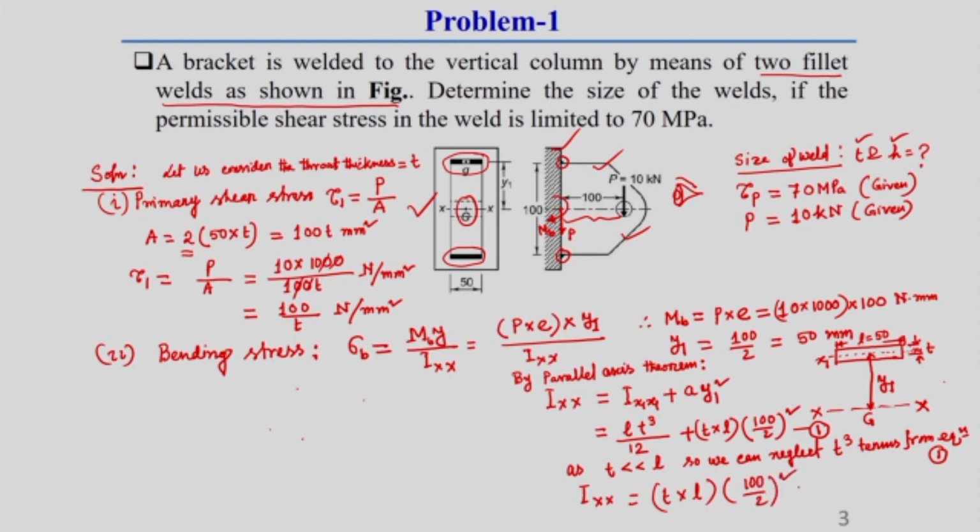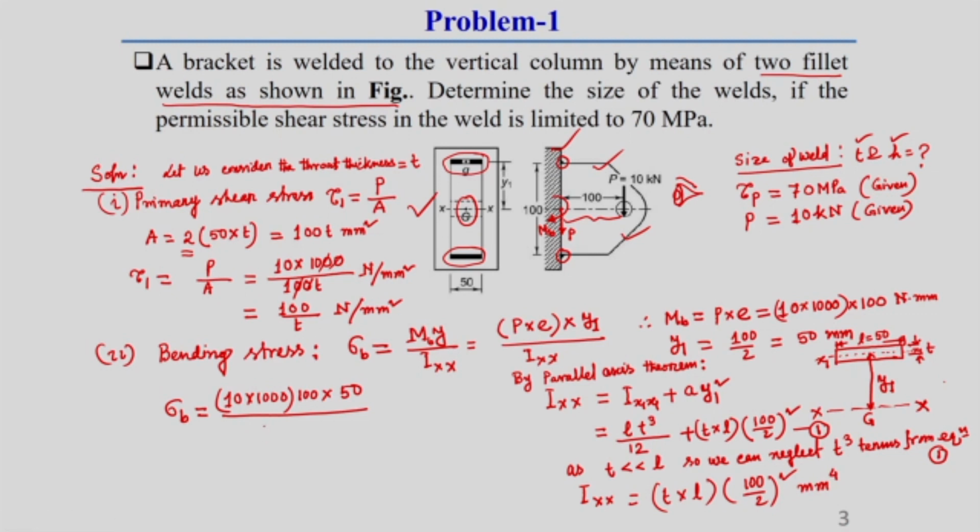So, what should be the unit of this thing? The unit should be length dimension to the power 4, that means mm to the power 4. So, what should be our sigma b here? Directly I am putting sigma b will be P into E. P into E is 10 kilonewton into 1000 is Newton, E is 100, y here is equal to y1, so this is equal to 50, and Ixx I have also shown here.